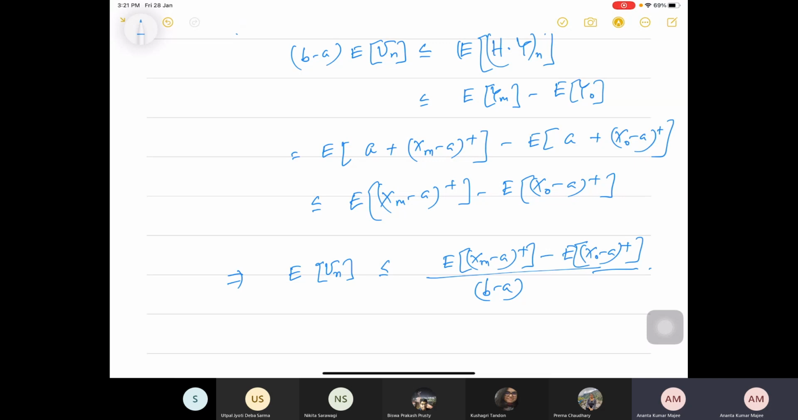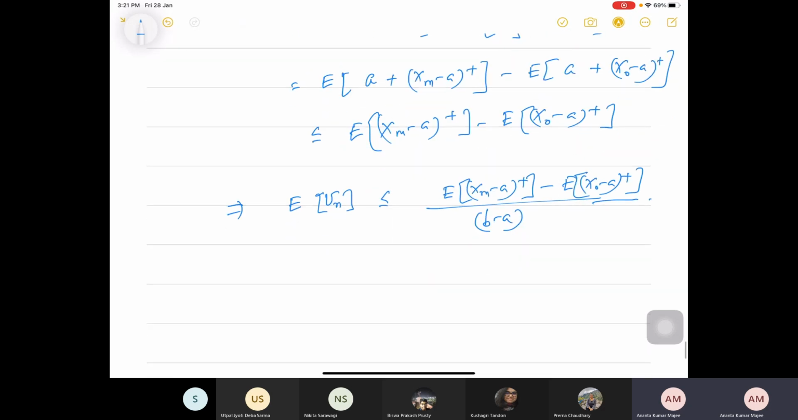From this upcrossing inequality, we try to prove something. I told you that I need some finiteness, because U_n is the number of upcrossings by the sequence up to time n. As n goes to infinity, if the expectation of these things is finite and U_n is positive, then it should be finite almost surely. That means my right-hand side should be finite, so I need some assumptions on the given martingale so that this works.